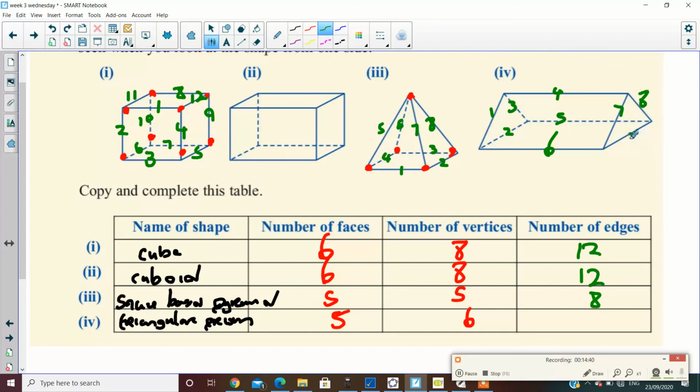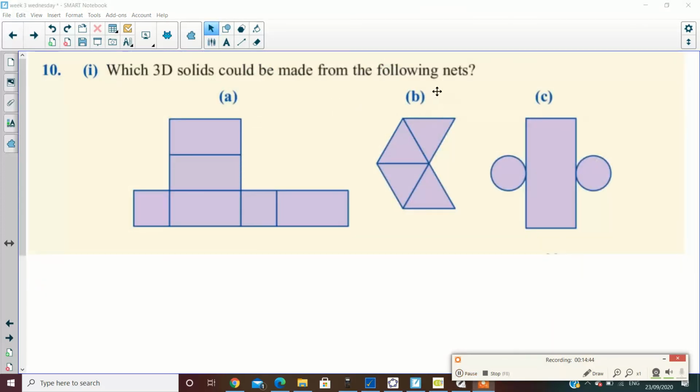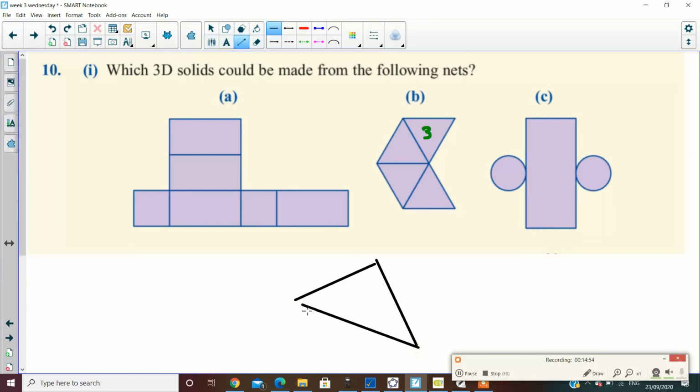Oh, you guys are so fast. These solids can be made from the following nets. Now, do you see the way this is a triangular base? Yes. So it's going to be a triangular base, and then you're going to have something like this.